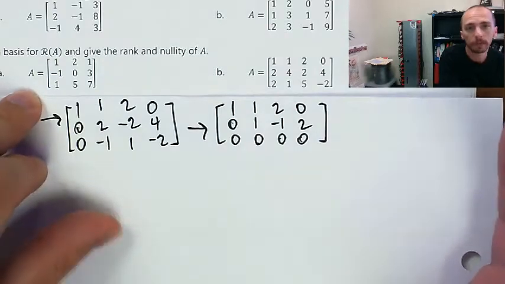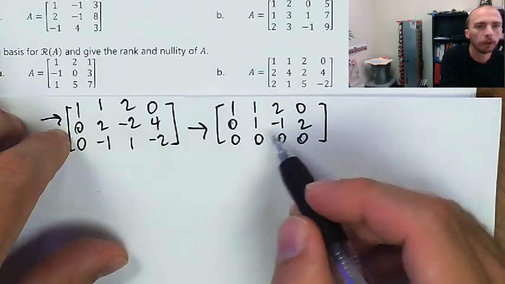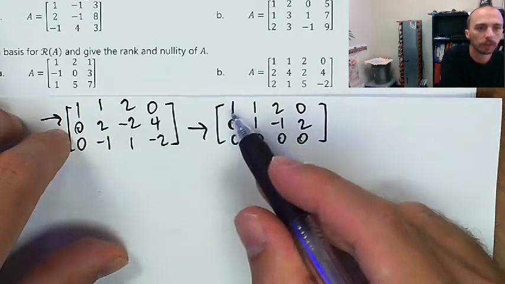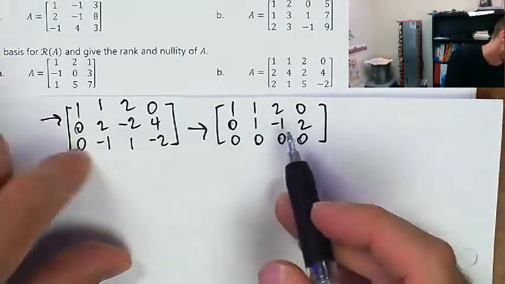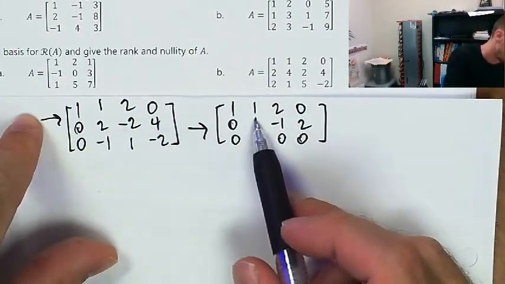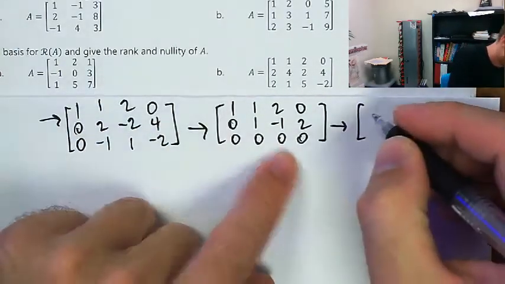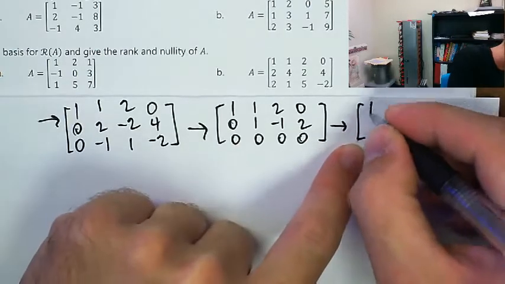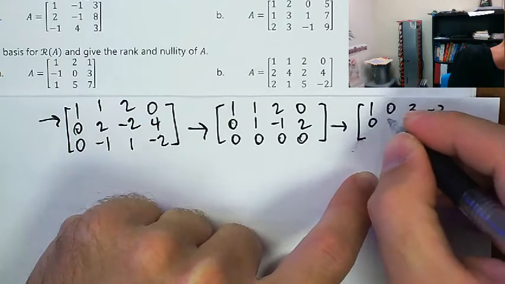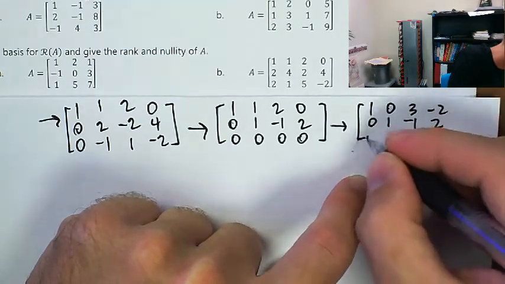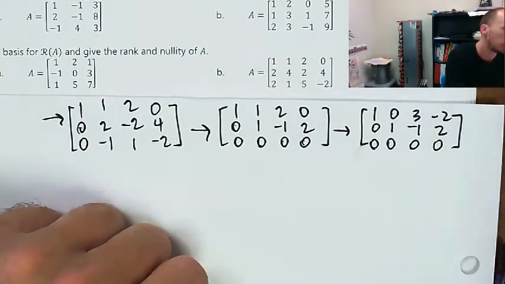Although you can probably see where this is headed. You know that's going to be a pivot. I'm not going to have any other pivots besides this one and that one. So you know the rank is going to be 2. But if we're trying to exhibit a basis for the range, then we want it in fully reduced form. So we're going to subtract 1 copy of row 2 from row 1. Now I've got a fully reduced matrix.